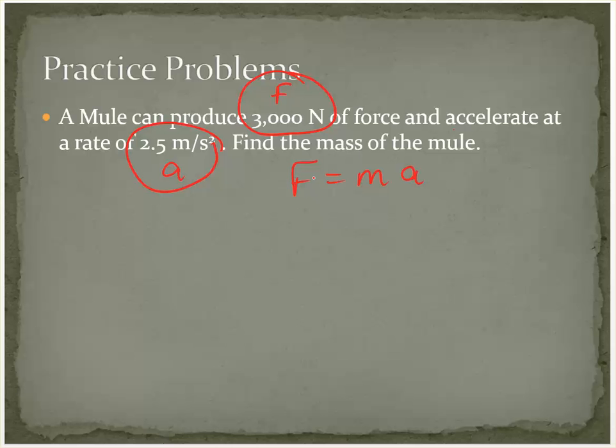Okay, hopefully you guys tried it, and let's see what you got. The force was 3,000. The mass in this case is what we want to solve, and the acceleration is 2.5. Once you divide both sides by 2.5, the mass turns out to be 1,200 kilograms.